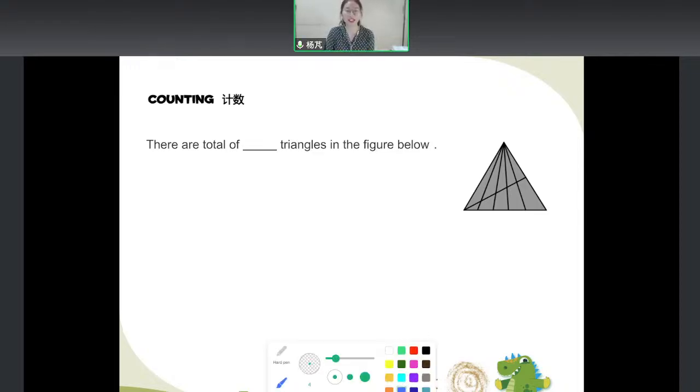This question looks like geometry, but actually it's counting how many triangles are below. Okay, guys, try to do it by yourself first. Tell me how many triangles you find. Let me see, can you find all of the triangles?